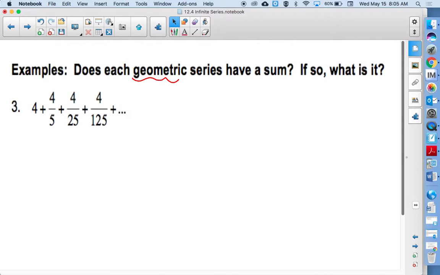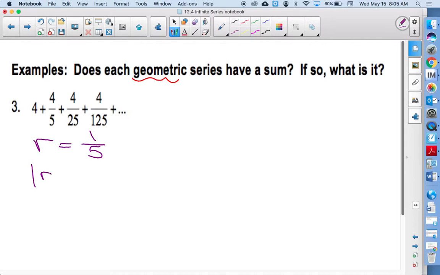So we have 4, 4/5, 4 over 25, 4 over 125. So we need to figure out the r value. What are you doing to get from one term to the next? Odette. Multiplying by 1/5. So Odette, is the absolute value of that r less than 1? Yes. The absolute value of 1/5 is 1/5. 1/5 is less than 1. So it has met the condition. Once the condition is met, then you can find the sum by taking the first term and dividing it by 1 minus r.